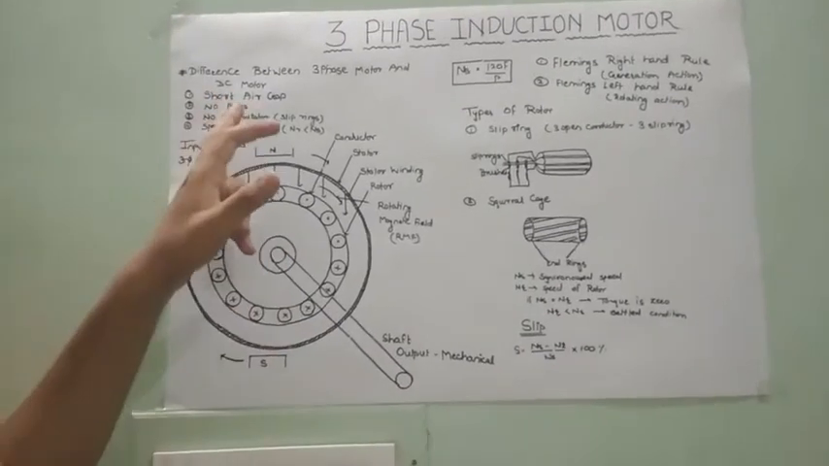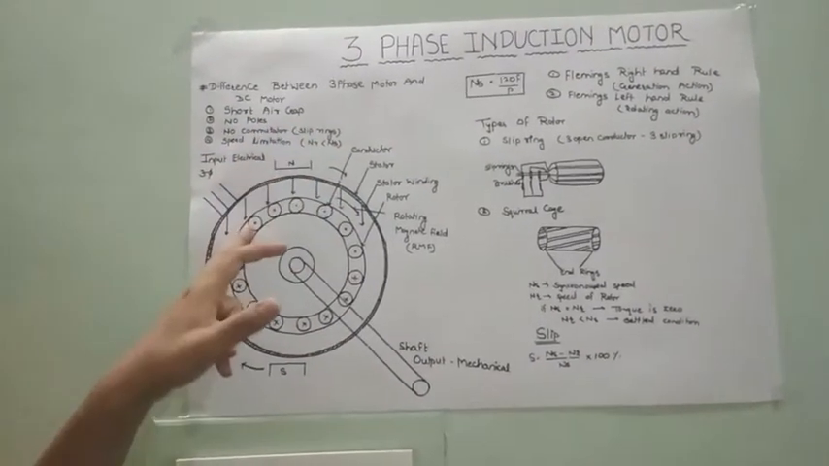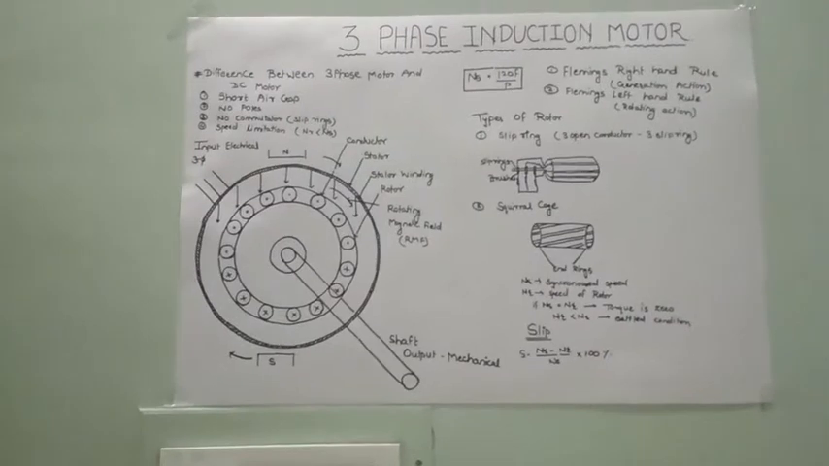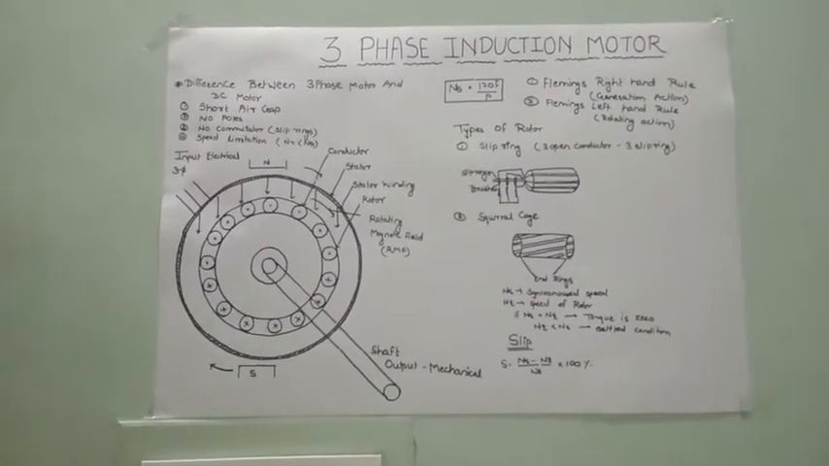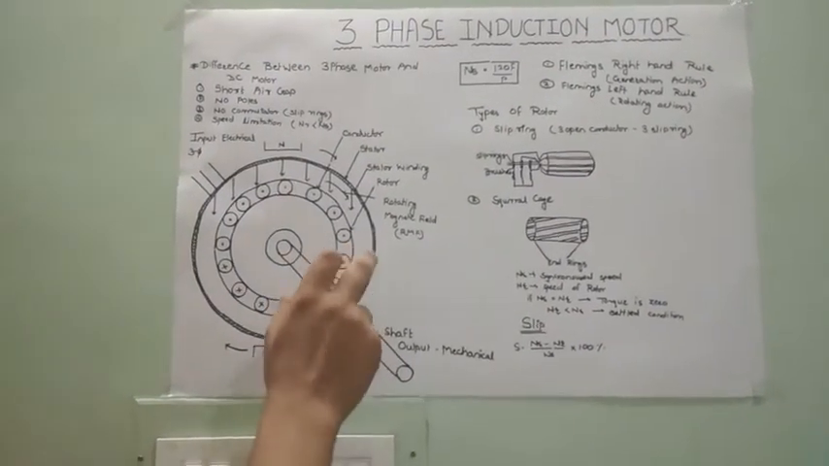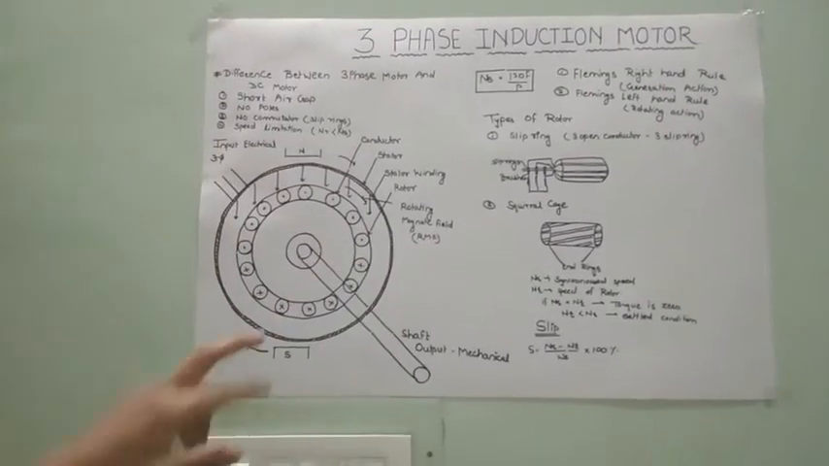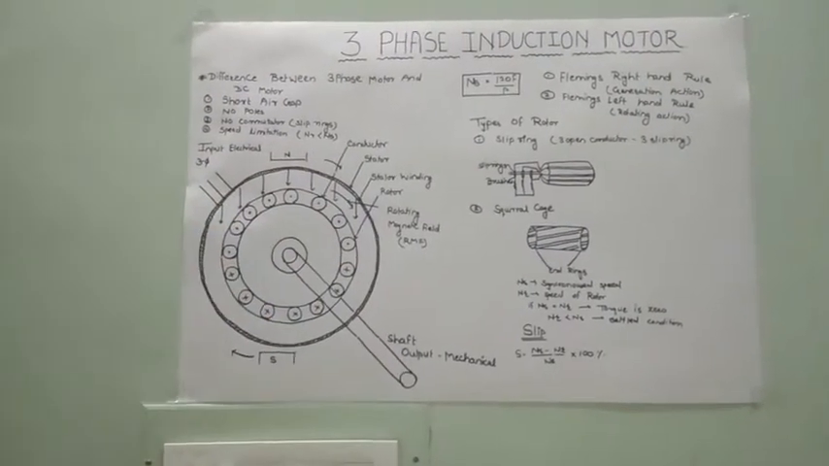The first one is the short air gap. The air gap present in three-phase induction motor is short. What is meant by the air gap? The distance between the stator and rotor is very less in case of three-phase induction motor.